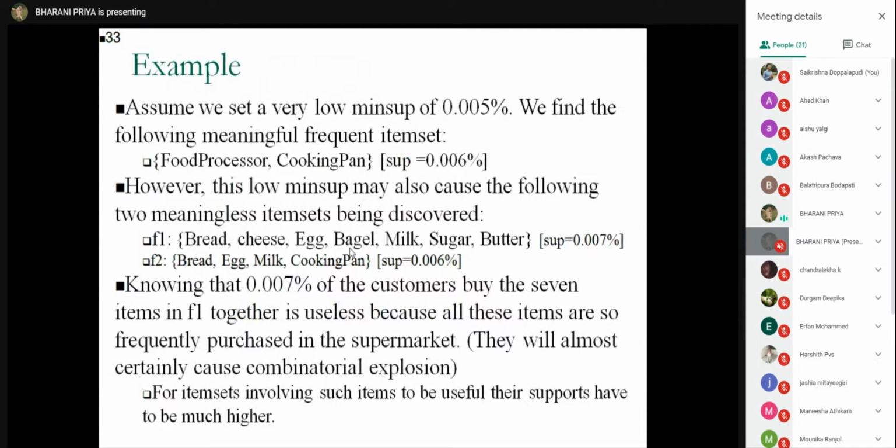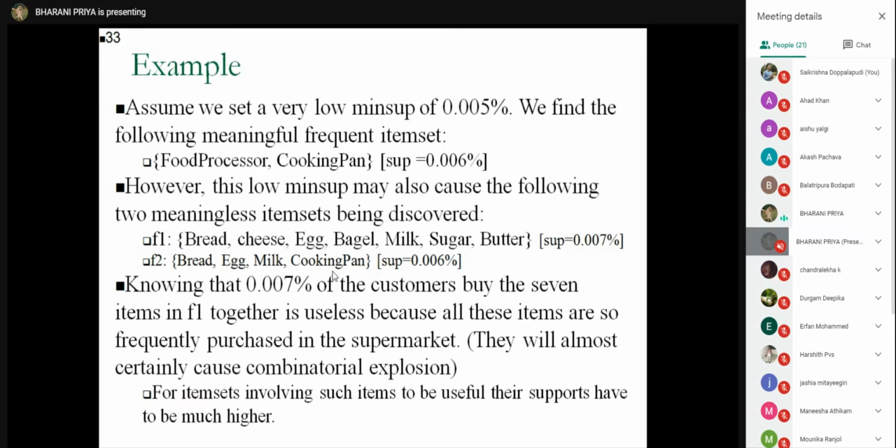So for example, assume that we are setting a very low minimum support of 0.005%, and we found the following frequent item sets: food processor and cooking pan. As we have set the minimum support as 0.05%, along with these frequent item sets, we'll get other frequent item sets F1 and F2. That is, F1 includes these item sets: bread, cheese, egg, milk, sugar, and butter, and bread, egg, milk, and cooking pan.